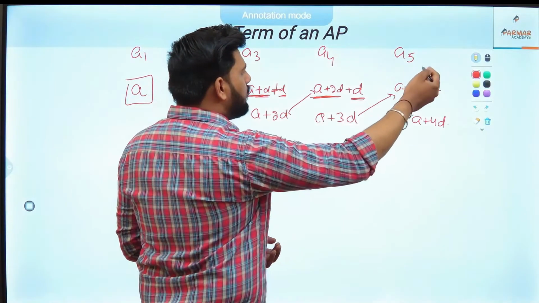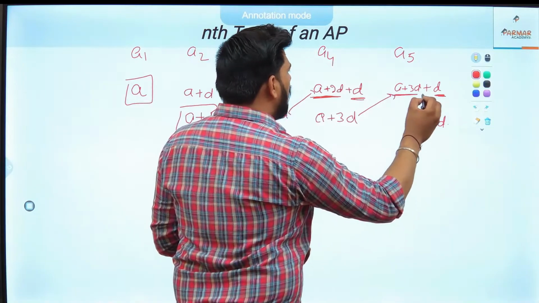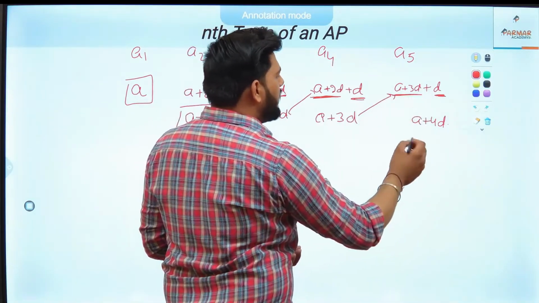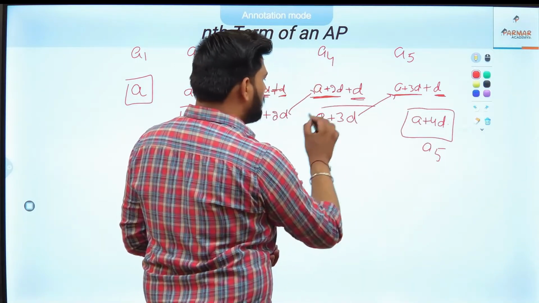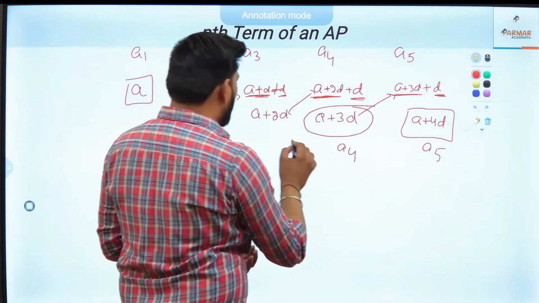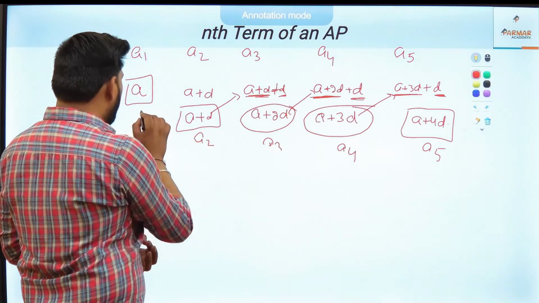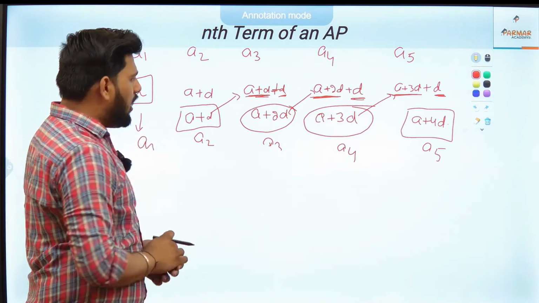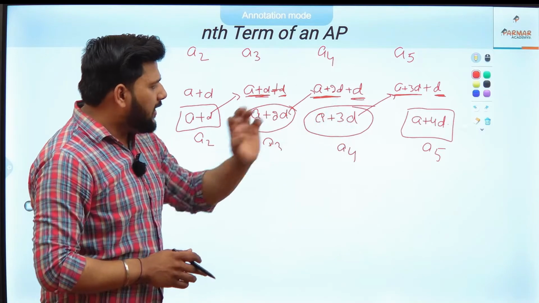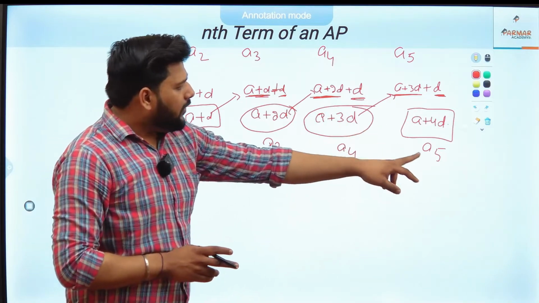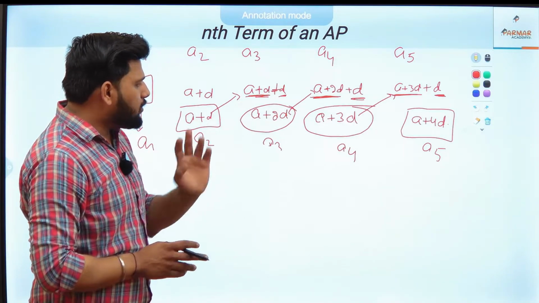And simply again, to find the fifth term, we are adding the common difference to the fourth term, that is A plus 3D plus D, that is A plus 4D. So this is our fifth term. This is our fourth term, third term, second term and first term. Now you check from here: fourth term is equal to A plus 3D, fifth term is equal to A plus 4D, third term is equal to A plus 2D.